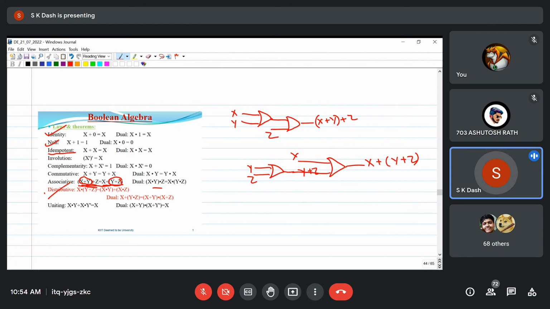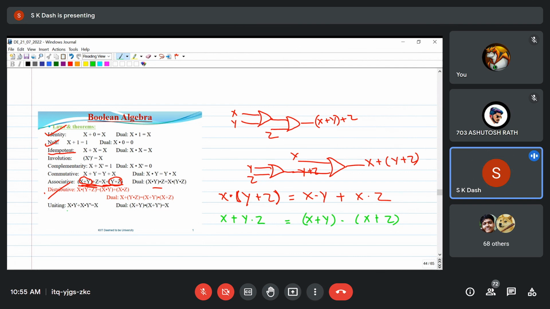Next is distributive. Distributive means x dot (y plus z) is same as x dot y plus x dot z. Similarly, its dual is also true. This one you are comfortable with. X dot (y plus z): if you open the bracket, this will be x dot y plus x dot z. What is its dual? X plus (y dot z) will be equal to (x plus y) dot (x plus z). Okay. So these are correct.